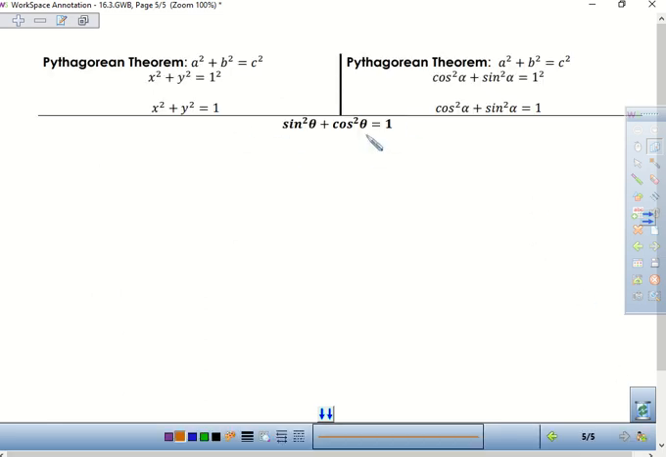And then this is just showing you how Pythagorean theorem also translates to what we would call a trigonometric identity, which is basically me just replacing cosine with x and sine with y.